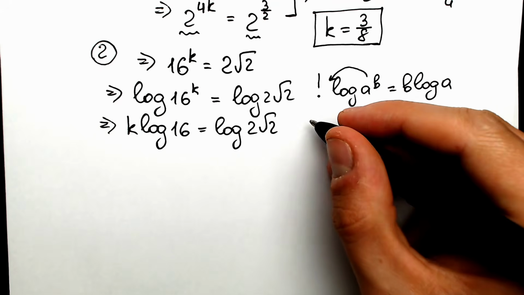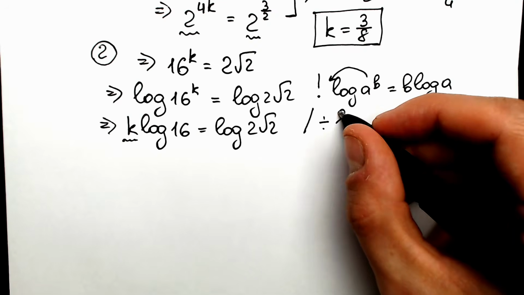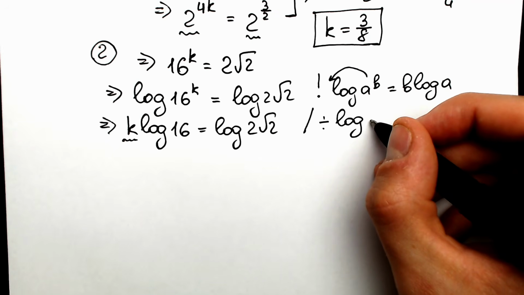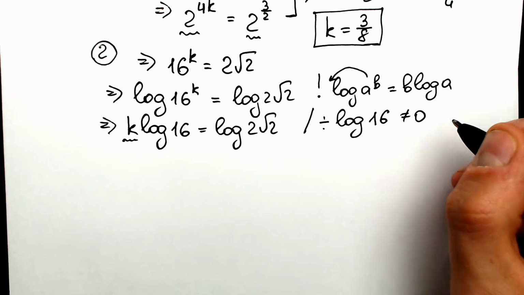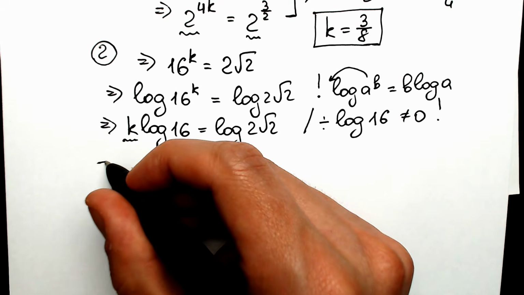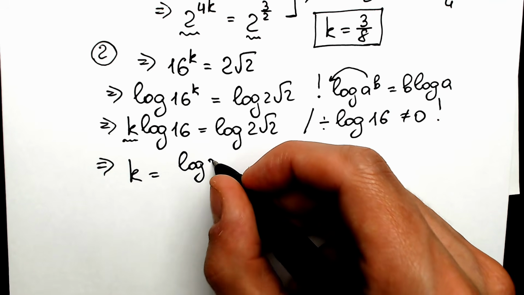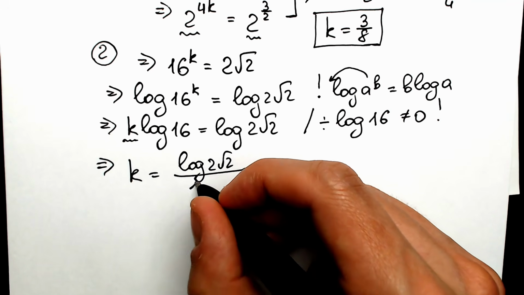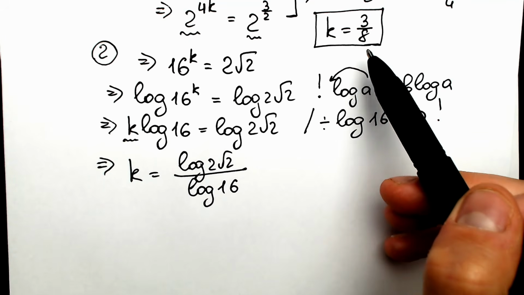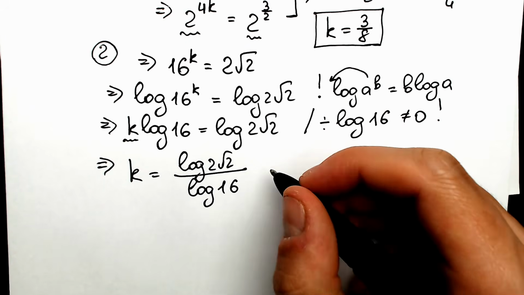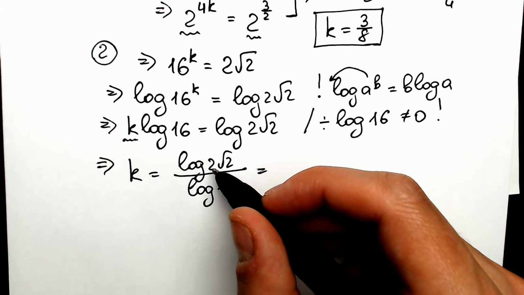Okay, right now let's divide both parts by log 16 because we need to solve it for k, only for k. Dividing by log 16, we can easily do this. This log 16 is not equal to 0, so we can do this without any problems. So we have that our k is equal to log 2 square root of 2, divided by log 16. And right now let's simplify it. Of course, this is not 3 over 8, so let's use some tricks right here. First of all, we can write here, split it by addition.